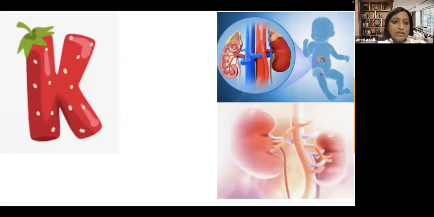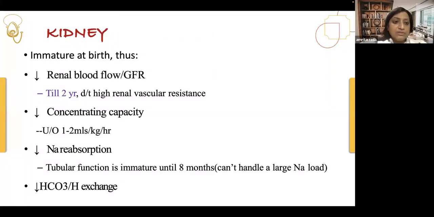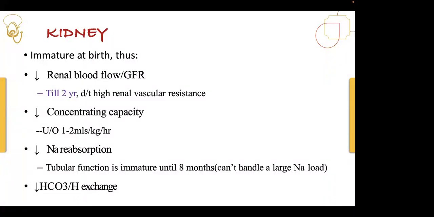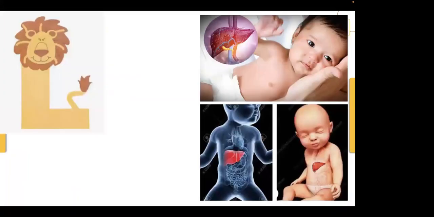Then K for kidney. The kidney is immature at birth. There is a decrease in renal blood flow and GFR till 2 years, so their concentration capacity is less. This is what I was asking him: what is the target urine output in a neonate? It is 1 to 2 mL per kg per hour. They also have decreased sodium reabsorption. The tubular function is immature till 8 months, so they cannot handle a large sodium load. If you are using 0.9% NaCl, be very careful about the sodium level, which can rise very fast.